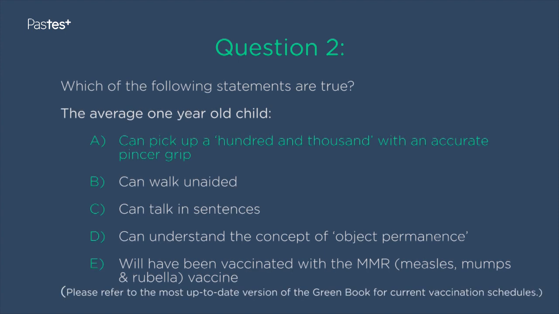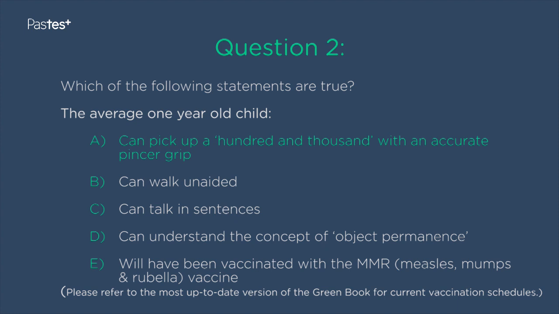At the age of 1 year, children should have developed an accurate pincer grip and to be able to see and coordinate and manipulate small objects, such as the classic 100s and 1000s. Gross motor development varies, the average one-year-old should be able to stand and cruise, but not necessarily walk unaided. The average one-year-old will have developed object permanence.